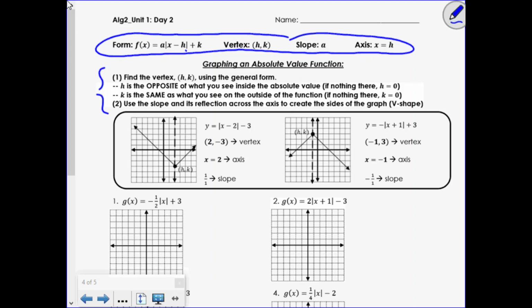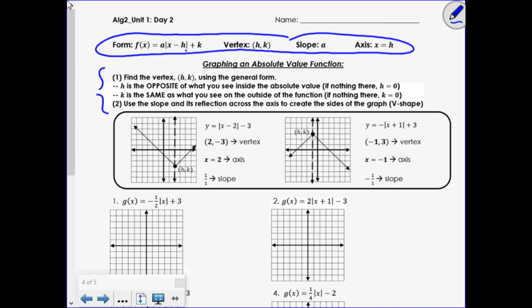Same thing happens here. When you are writing the point, h is going to be the opposite sign of what you see, so it's like minus 1. It would really turn into a positive 1 when you write it as a vertex. But the k, the number on the outside, stays the same. So just remember, anything from the inside of the function, whether it's parentheses or absolute value, when you pull it out, it's going to change sign. If there's nothing there, it would be a 0 for either h or k. So that's how you find the vertex.